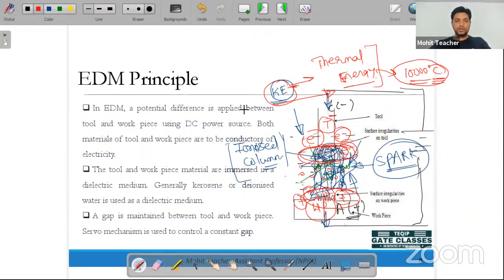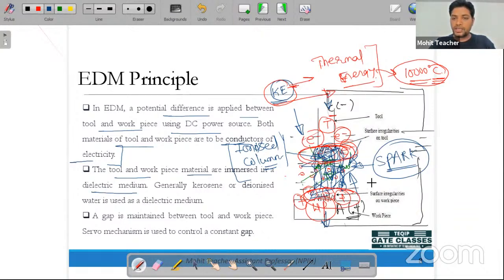Okay, so let us read once what is written over here. In EDM, a potential difference is applied between the tool and the workpiece using a DC power supply, as I said. Both the workpiece and the tool are made of conductors of electricity. Please keep in mind, I did not mention that one. Also keep in mind that the tool and the workpiece are immersed in a dielectric medium. Everything happens because of that only, because otherwise these electrons and positive ions would spread in the air.